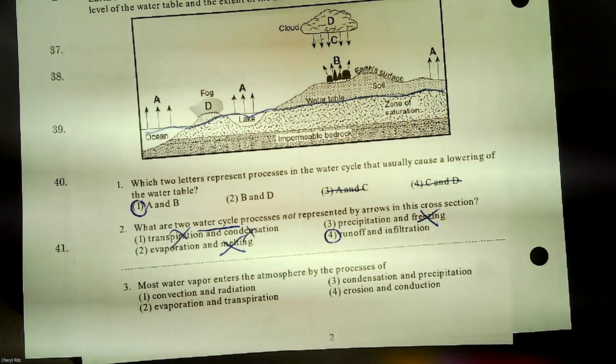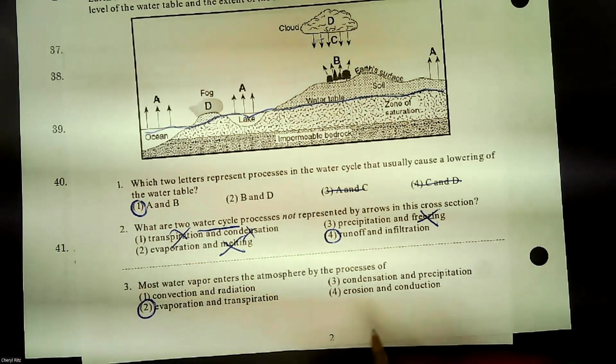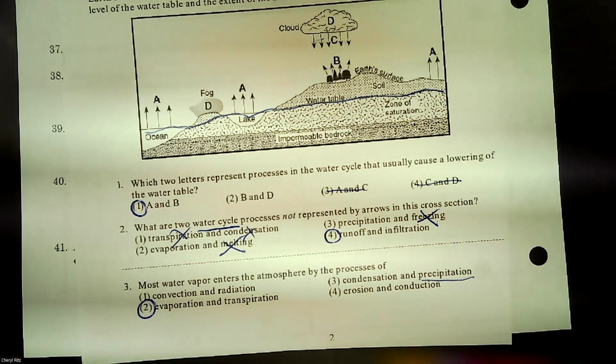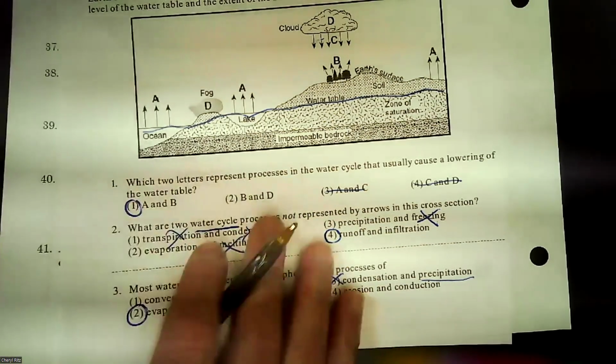Most water vapor enters the atmosphere by, which one did you pick for this? Okay, seeing a couple different answers. Again, it is answer 2, evaporation and transpiration. Precipitation is actually how the water leaves the atmosphere. It goes from up in the sky to down on the ground. So that's why number 3 was not the answer.